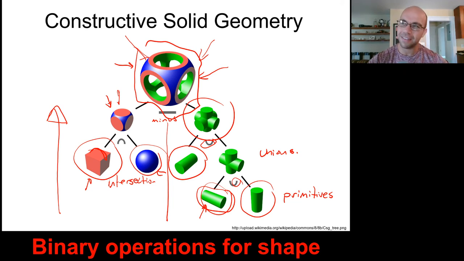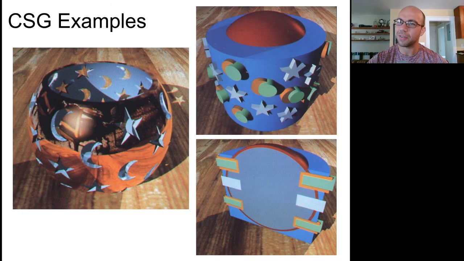In fact, CSG can be used to make all kinds of interesting things. So here's a few more examples. On the left-hand side, there's some metallic object with a bunch of stars and moons cut out of it. And you can see on the right how they went about actually implementing this. So this thing was probably made by taking a sphere, cutting out a cylinder, and then also cutting out these different primitives on the side.